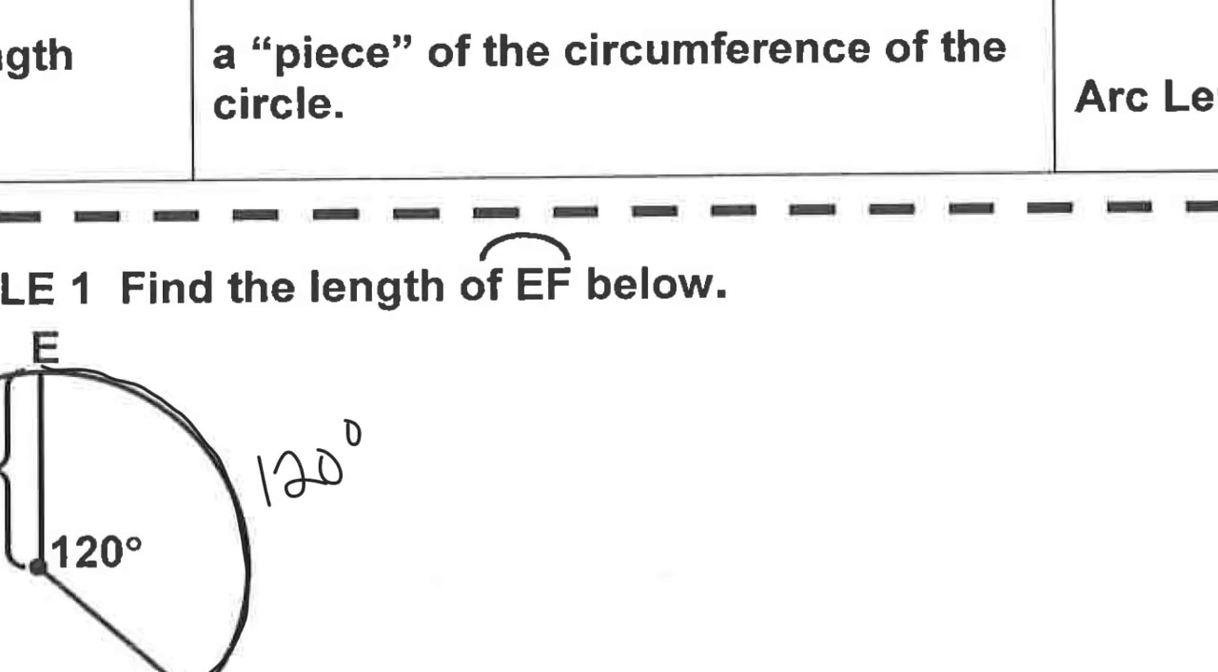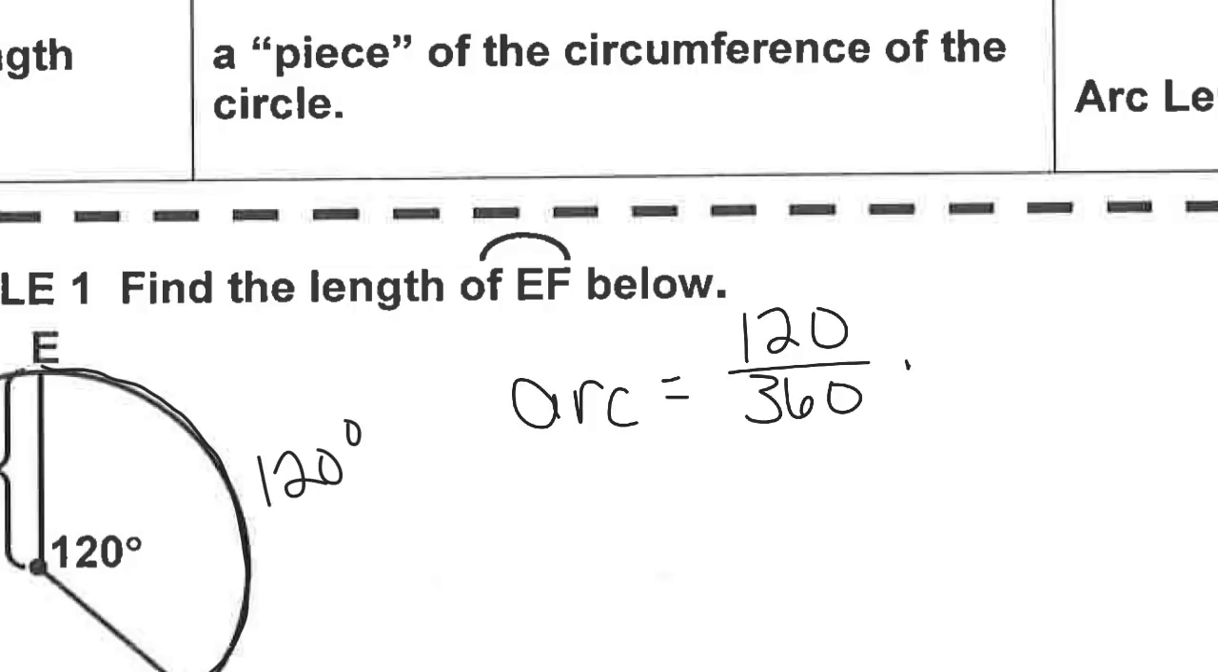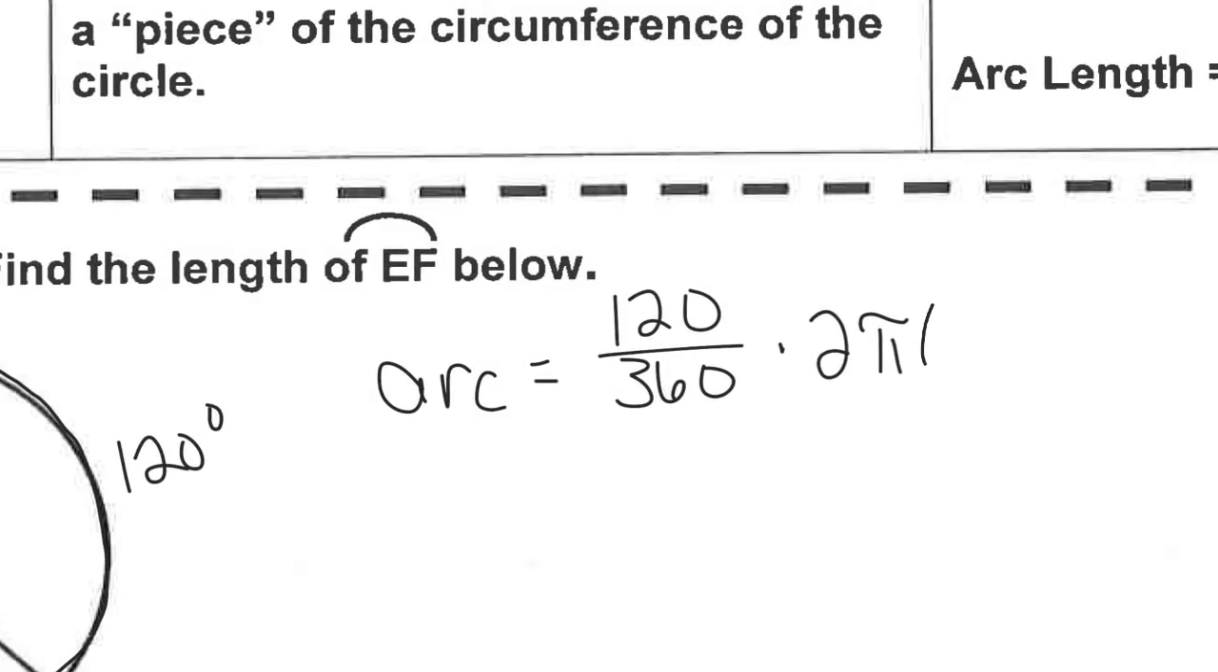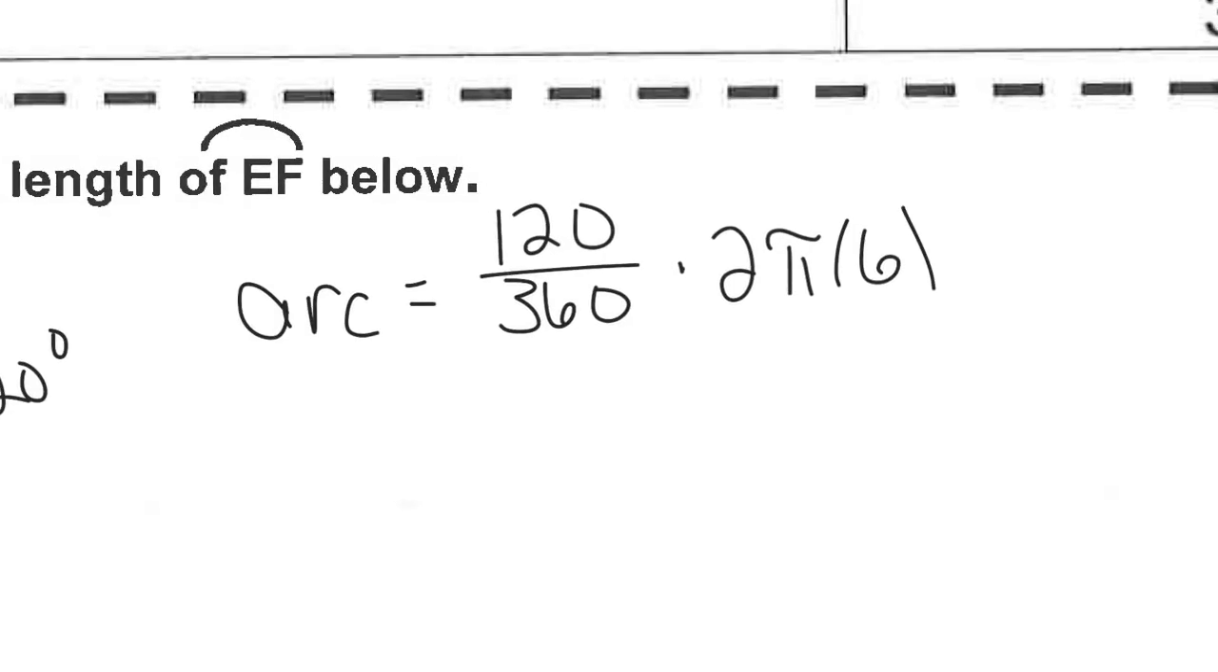So if I want to find the actual length, the arc length, I take that angle, 120, and divide it by 360. Then I multiply it by 2 pi times the radius. On this one, it says a 6. Now, you don't necessarily have to do this next step. I do it just because I like to simplify my fractions. That's really 12 over 36, which is 1/3 times 2 times 6 is 12 pi.